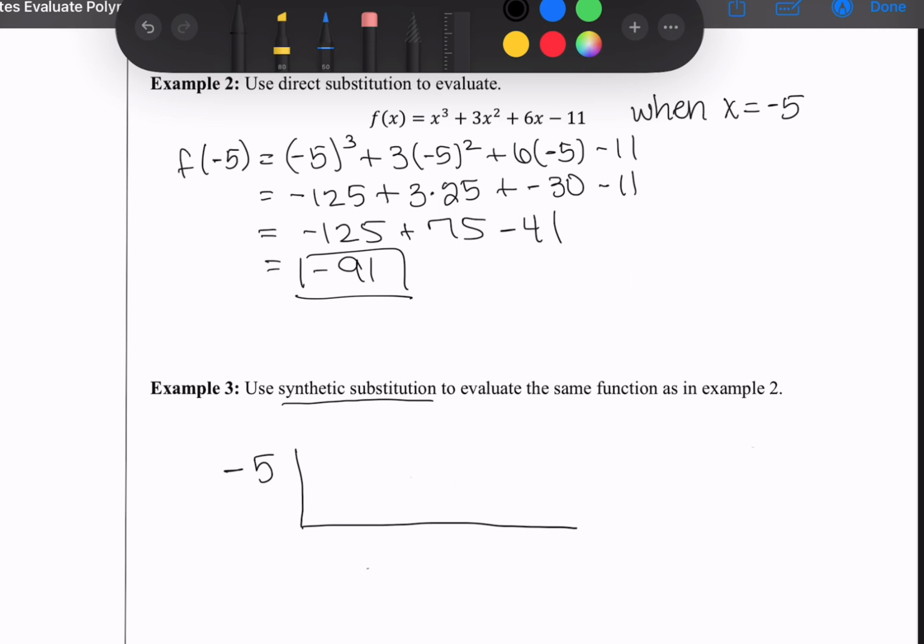So coefficient of the first term is 1. Coefficient of that second term is 3. Coefficient of the third term is 6. And the constant is -11.